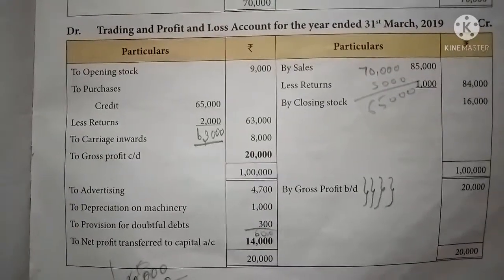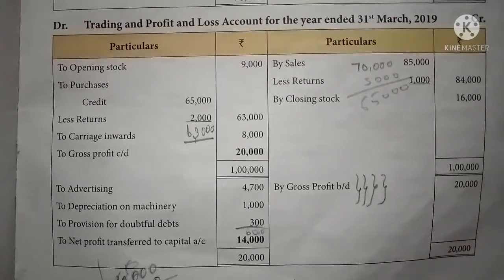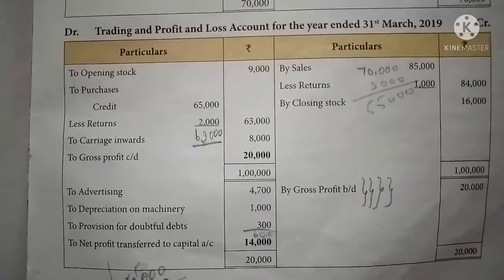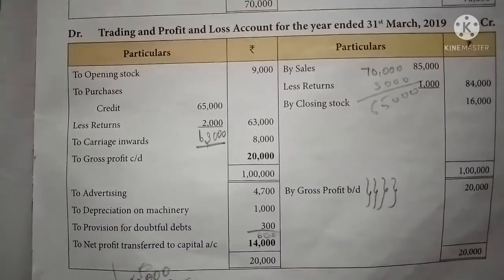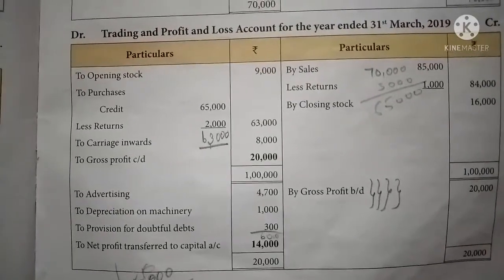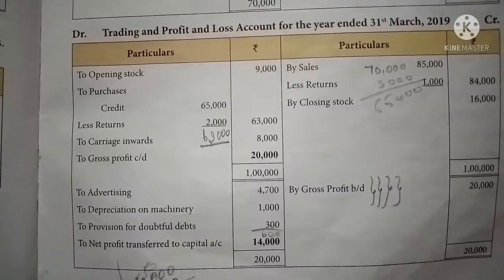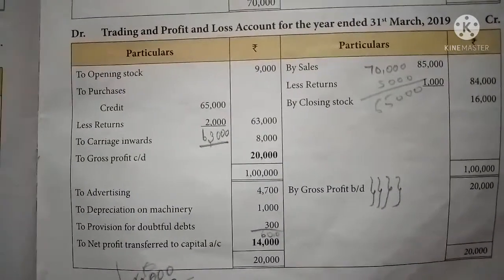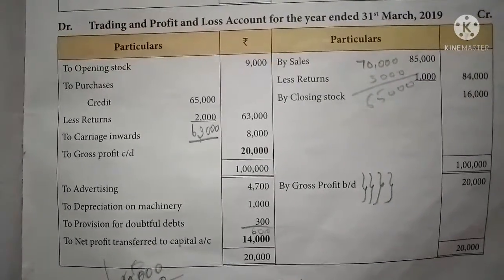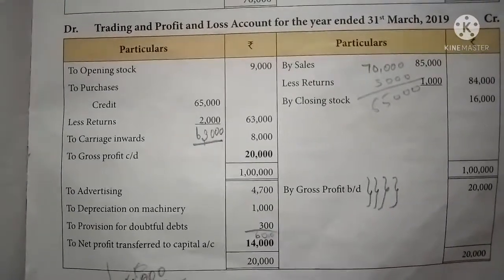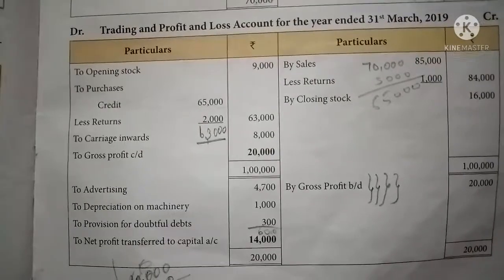After writing all the necessary information, balance the trading account. Credit side is the highest total, that is 1 lakh. Write the same total on the debit side also and subtract the debit total, that is mostly 80,000. So 1 lakh minus 80,000, 20,000 will arise. It is the gross profit. So to gross profit carried down 20,000. That can be brought down to the next side, credit side, by gross profit brought down 20,000.